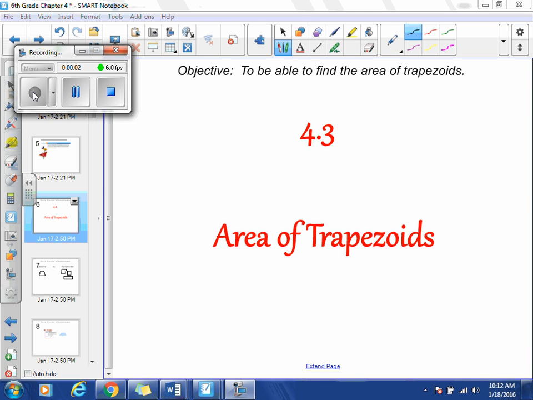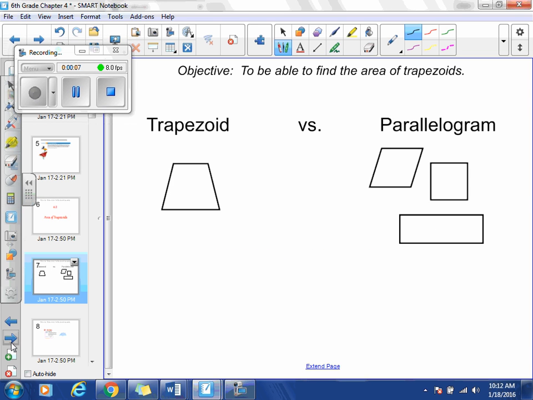Your goal after watching this video is to know what a trapezoid is and how to calculate its area. So first, what is a trapezoid? Lately we've been talking about parallelograms, so we're going to compare the two. All right? As you can see, both trapezoids and parallelograms have four sides.